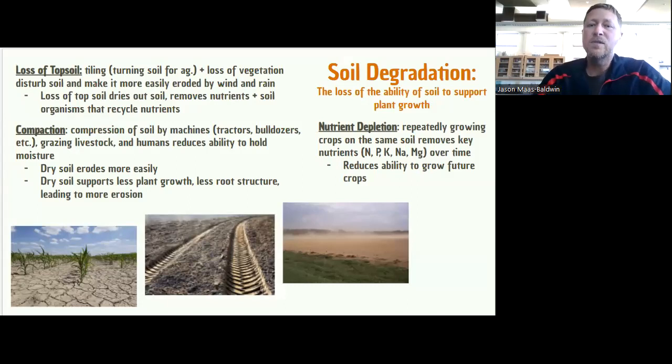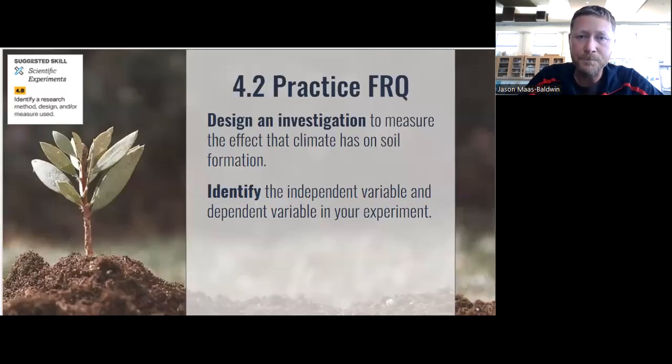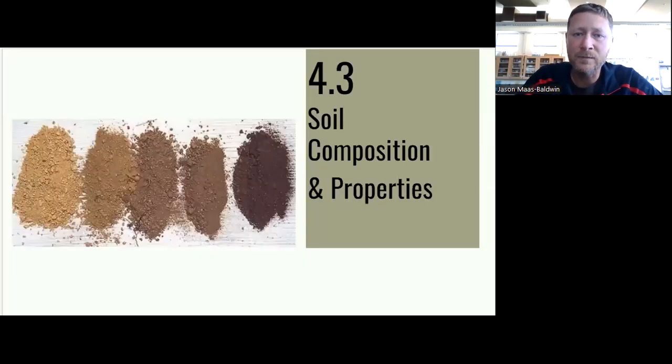Several things can result in soil degradation, right? And so if we over-till soil, or if we disturb soil through construction activities and it's eroded off, we can lose topsoil, and this can result in desertification. Remember that word? And then also we can over-compact soil, which makes it less able to hold moisture. We can also deplete soil from nutrients, especially if we're doing things like monocropping, growing the same crop over and over again.